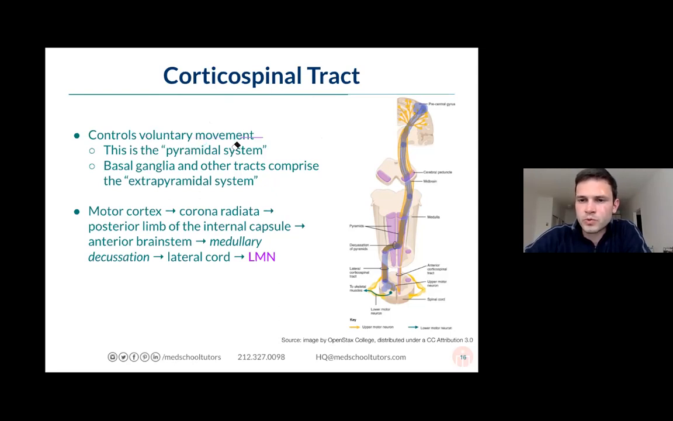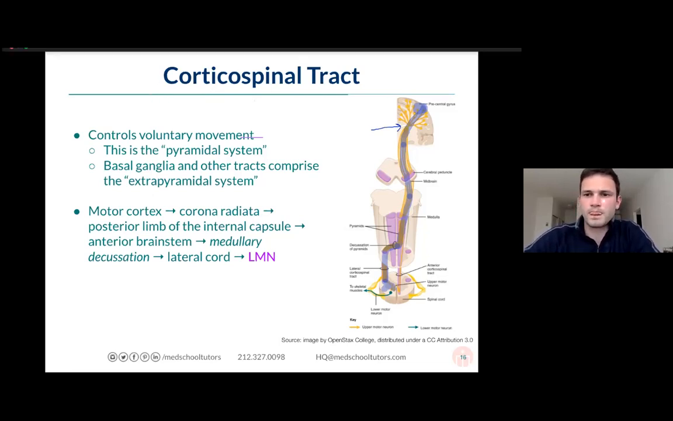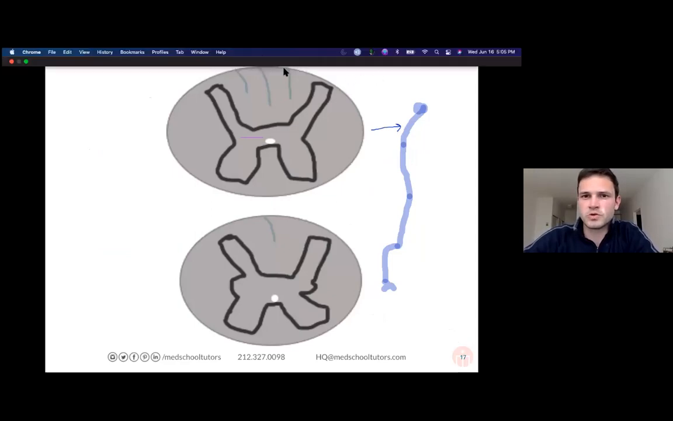This one's probably the most important one to know all the waypoints, right? So I highlighted specifically, you need to know that this comes through the posterior limb of the internal capsule. It's helpful to remember that it kind of comes through the anterior part of the brainstem, right? These are the pyramids, that's why it's named the pyramidal tract. And then the synapse is going to be on the lower motor neuron.